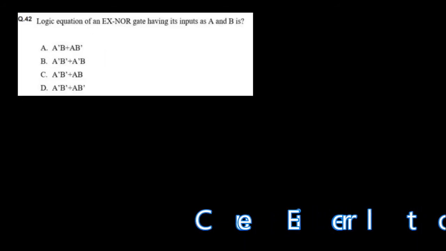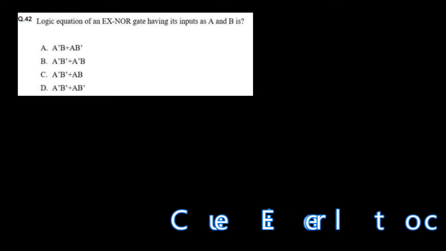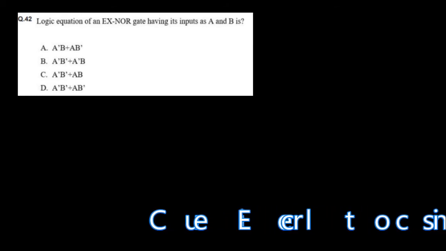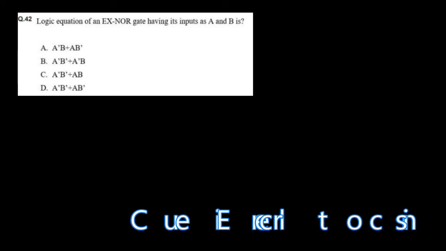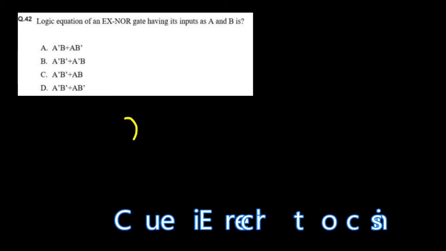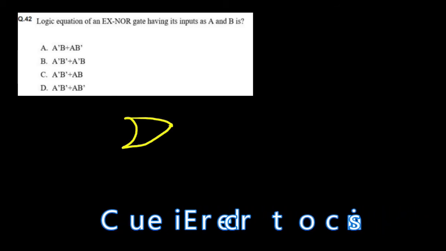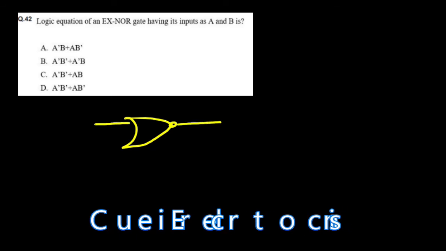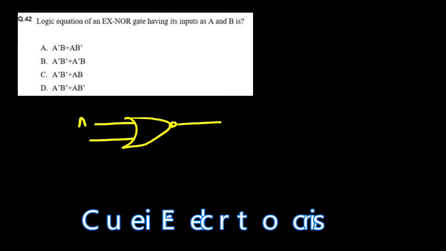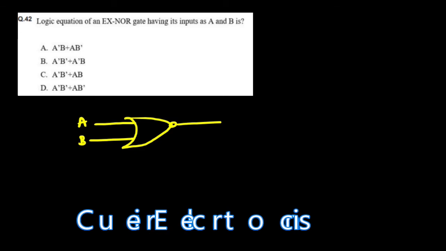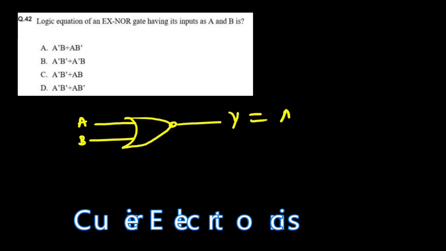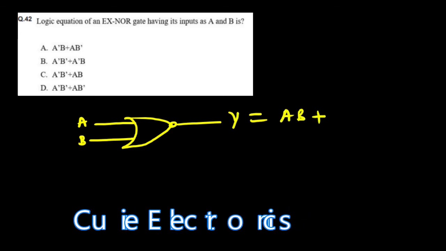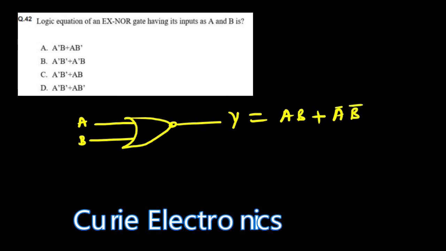Question number 42. The logical equation of an XNOR gate. So XNOR gate, A and B are the inputs. What is the output? Y equal to AB or A bar B bar. So that is for the XNOR gate. So which is the right option? Option C is the right option.